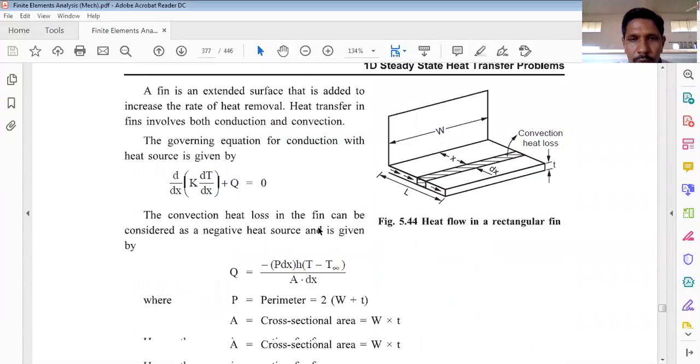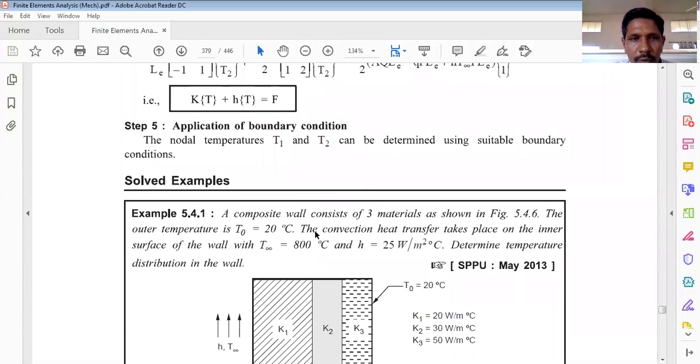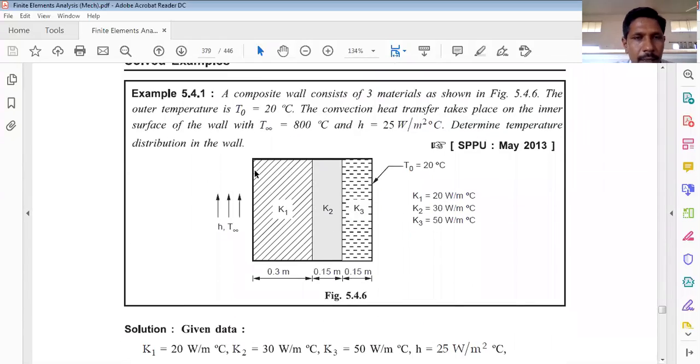So let us try to solve the first numerical on heat transfer involving conduction and convection. There is a composite wall consisting of three materials as shown in the figure. The outer temperature is T naught, which is 20 degrees centigrade. This side is called the inner surface, and the right side is the outer surface. There is a specified temperature on the outer surface, which is 20 degrees centigrade, and the convective heat transfer takes place on the inner surface of the wall.